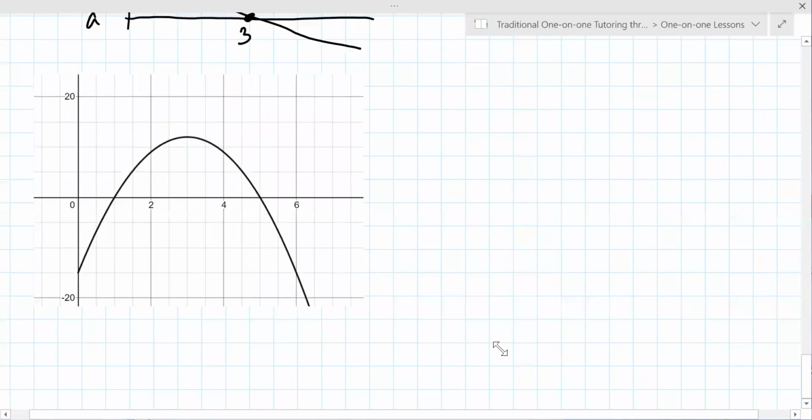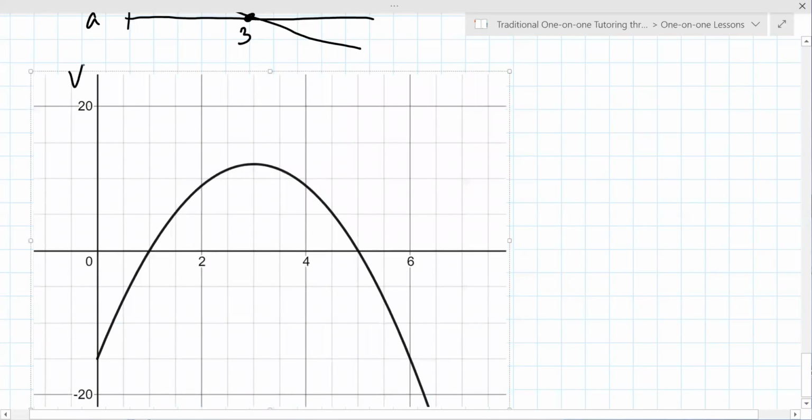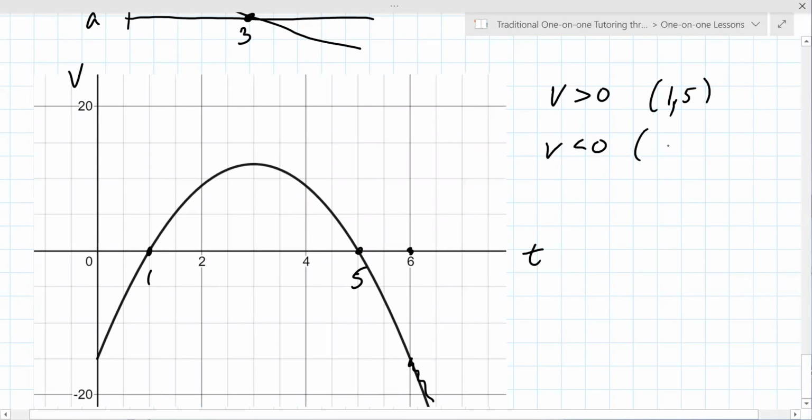So here's the graph of velocity versus time for the one we just did. This is 1, this is 5, and this is 6. Assume it stops there. When is the velocity greater than 0? From 1 to 5. When is velocity less than 0? From 0 to 1, and then 5 to 6.